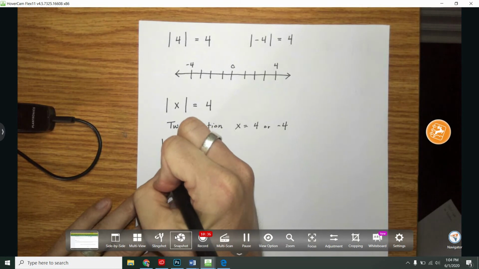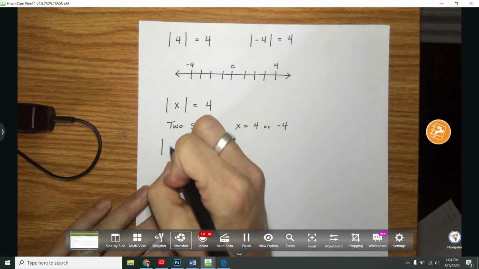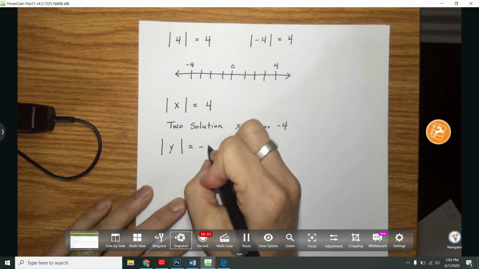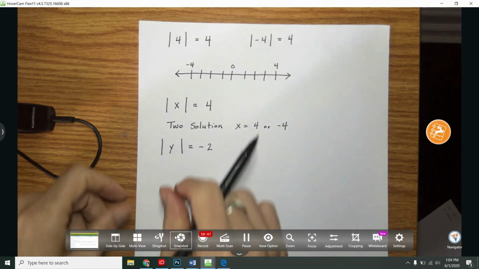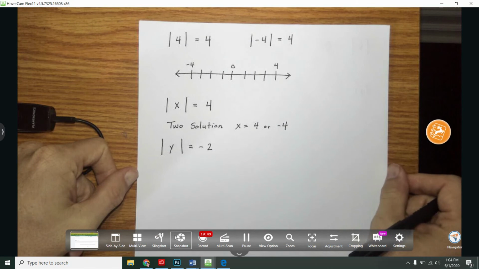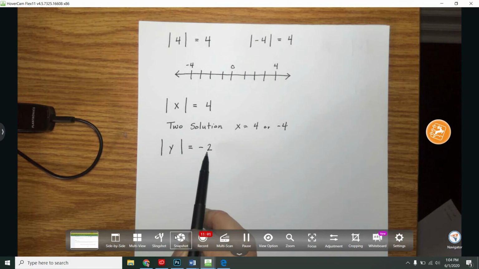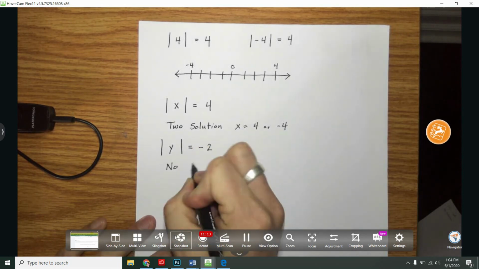Imagine that we had a different mystery number. We're going to call this mystery number y. And this one equals negative 2. Now remember, when we were talking about measurements, we measured this across. We didn't get negative 8.5, did we? Because measurements are always positive. So we're saying that the measurement of this mystery number gives us a value of negative 2, and that cannot happen. So we have to say that this has no solution.